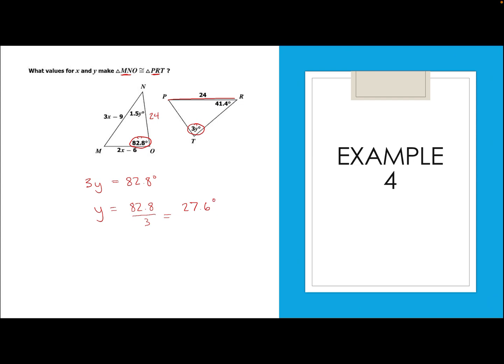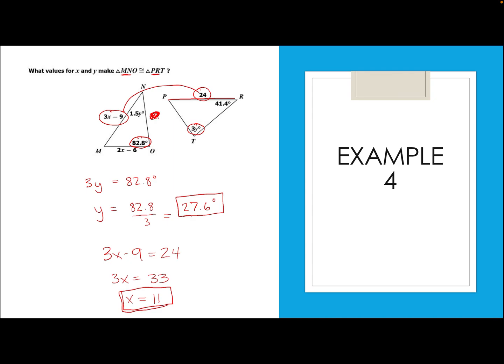x. So according to our diagram, PR is congruent to MN. So that means that the 3x minus 9 should equal the 24. So 3x minus 9 equals 24. We add 9 to both sides, so we get 3x equals 33. Divide both sides by 3, and x is going to be 11. So y equals 27.6 and x equals 11 are the 2 values that make these triangles congruent.